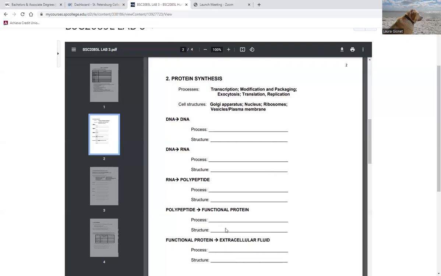All right, now we have packaged it. It's going to bud off in the form of a vesicle because we have this functional protein now. Let's say it's albumin or something, and it goes from there to the extracellular fluid. So from within the cell in that little vesicle to outside the cell. That process is going to be exocytosis. And the structure would be the vesicle's plasma membrane. Really, I'm only going to be able to point to a plasma membrane.